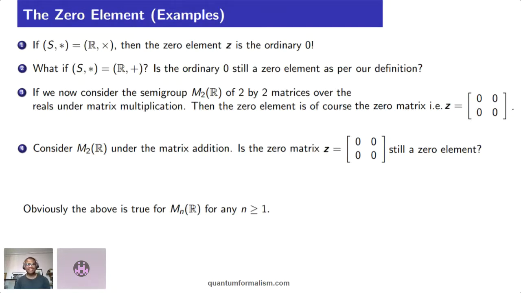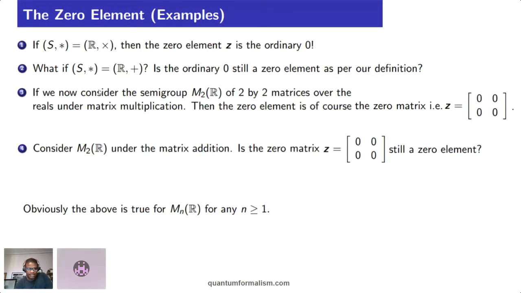But in mathematics, symbols only have meaning in relation to the rules of the game that we are playing. In this case, we are playing by the rules of semigroups and the definition of zero element. So in the case of the reals with the additive semigroup structure, zero is not a zero element.